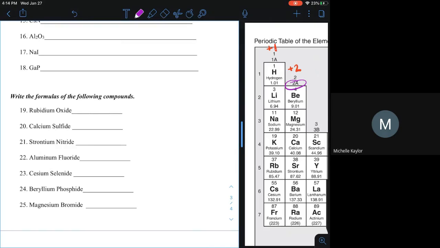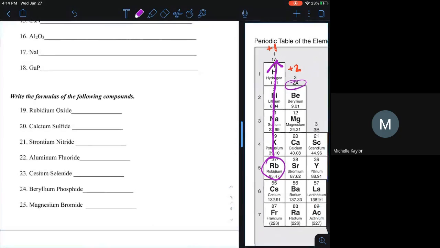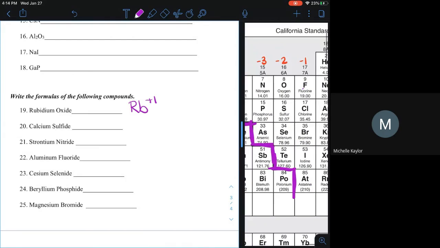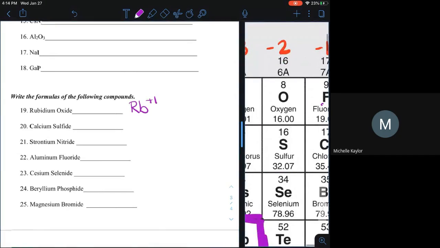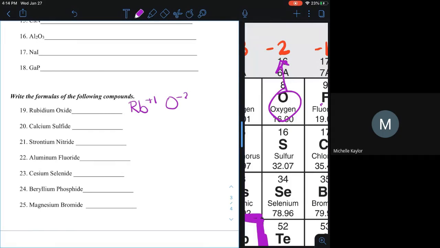But the way that the crisscross rule works is you find the element on the periodic table. So number 19 is rubidium oxide. So I'm going to find rubidium. Rubidium's number 37. I'm going to go to the top. I see that its charge is +1. I'm going to write Rb +1. Then it says oxide, rubidium oxide. Remember, oxide has actually been changed. The element that I'm looking for is oxygen. So I find oxygen, number 8. It has a charge of -2. So I'm going to write O, -2.